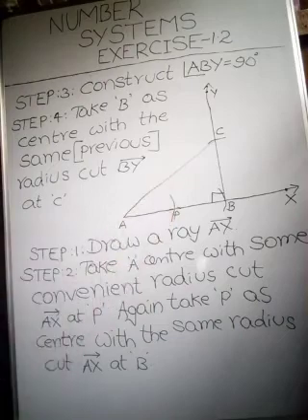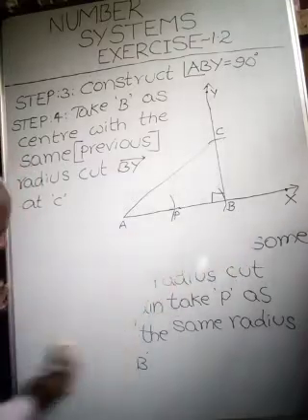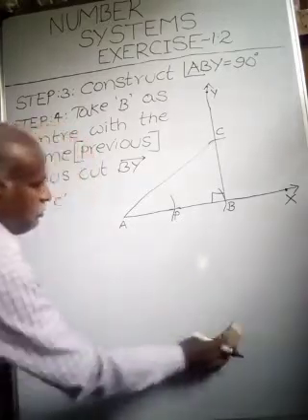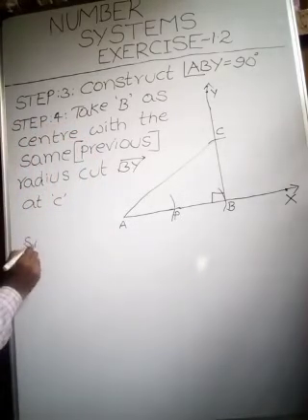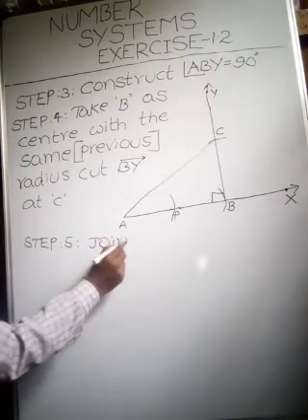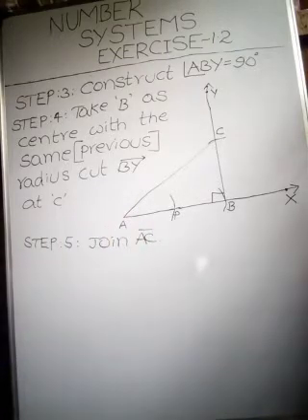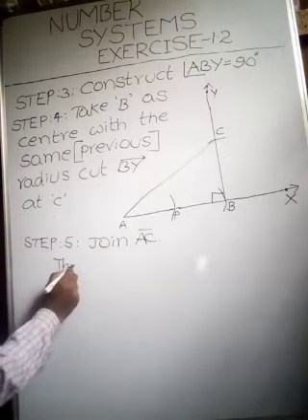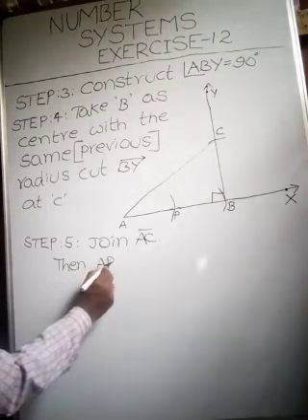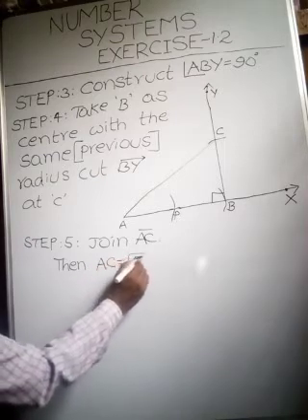Now join AC with the help of a ruler. Join AC. Step 5: join the points A and C. Then the length of AC is nothing but root 5 units.